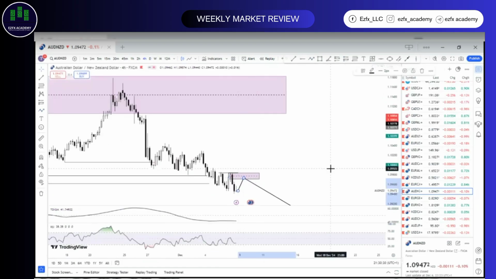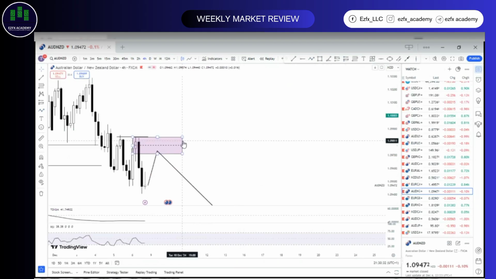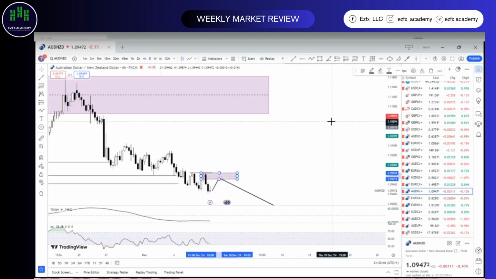All right, so this is my area, or my point of interest rather, on AUDNZD between 1.09838 and 1.09711. Again, 1.09838 and 1.09711 will be what I'm watching out for. The possible sells, all right, off of this guy.